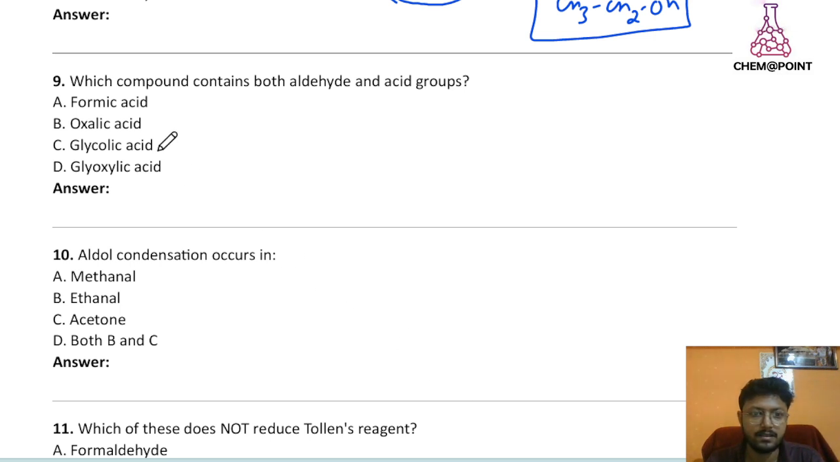Question number 9. Which compound contains both aldehyde and acid group? Keep in mind, students, glyoxylic acid. It has two functional groups here. One is the acid and the second is the aldehyde.